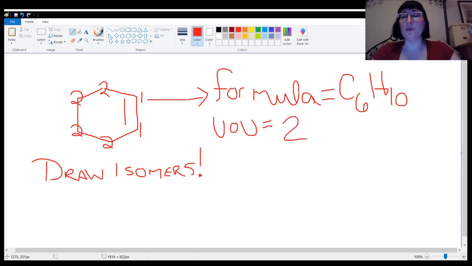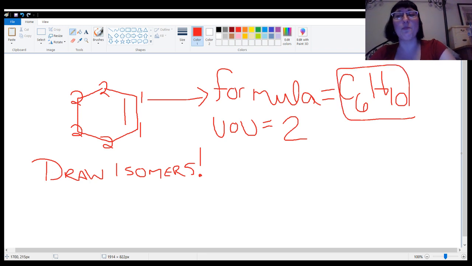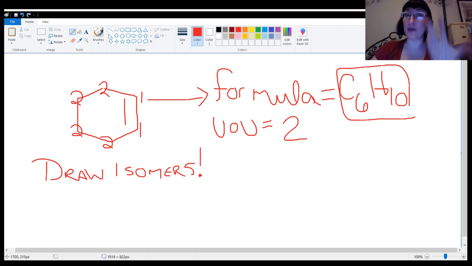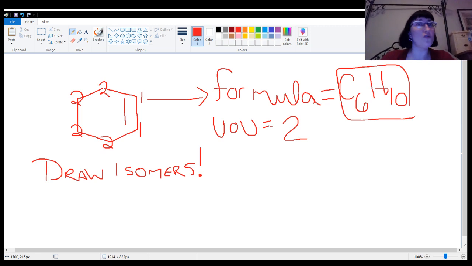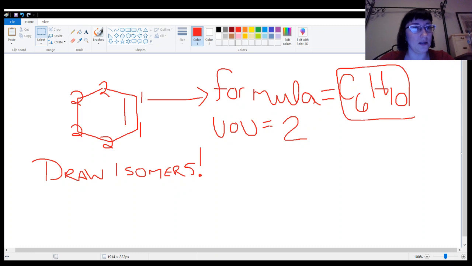We could work out the formula here to do that, but we don't need to, because we can look and see it has a ring and a pi bond, which makes 2 units of unsaturation. So let's come up with some isomers that have 6 carbons and 2 units of unsaturation. And there's not like one right answer for this. There's lots and lots and lots of possible answers for this.